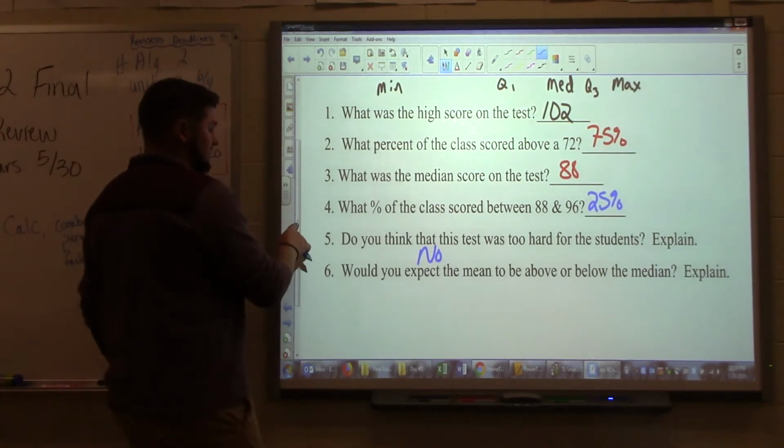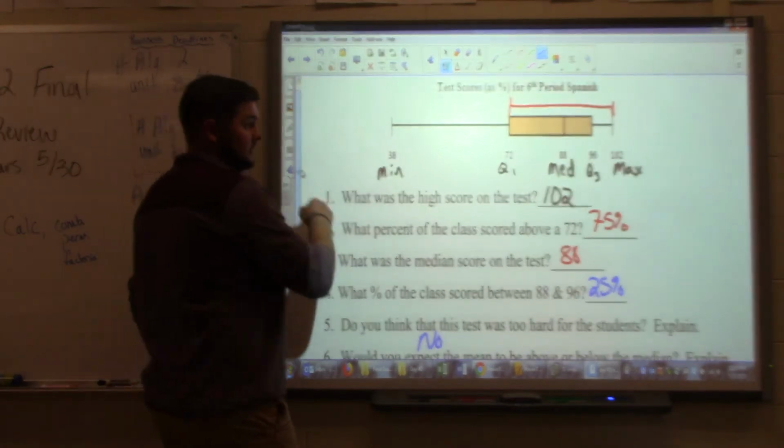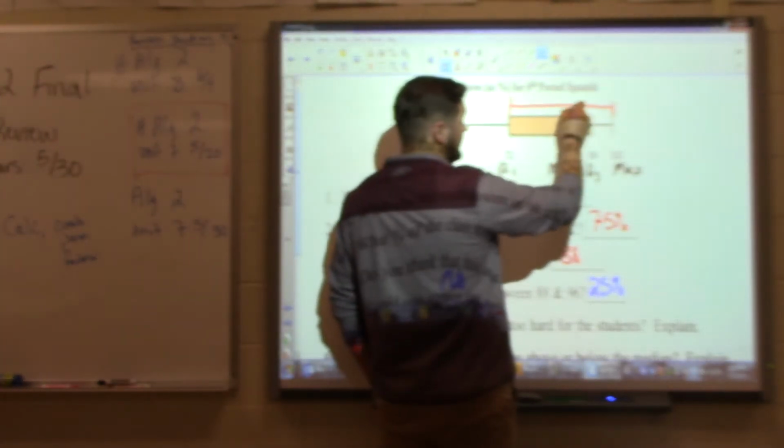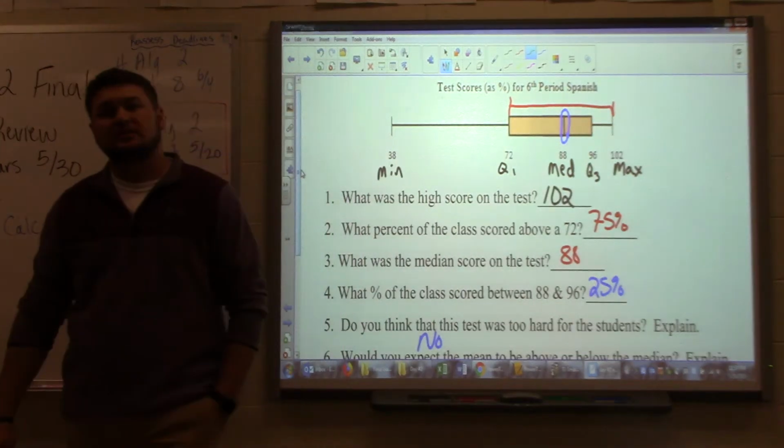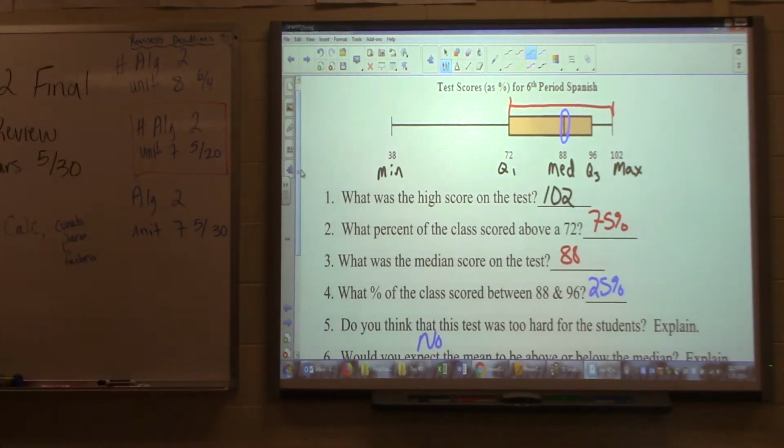Now, would you expect the mean to be above or below the median? So right here's our median. If we found the mean for our data, would you expect it to be above or below that?